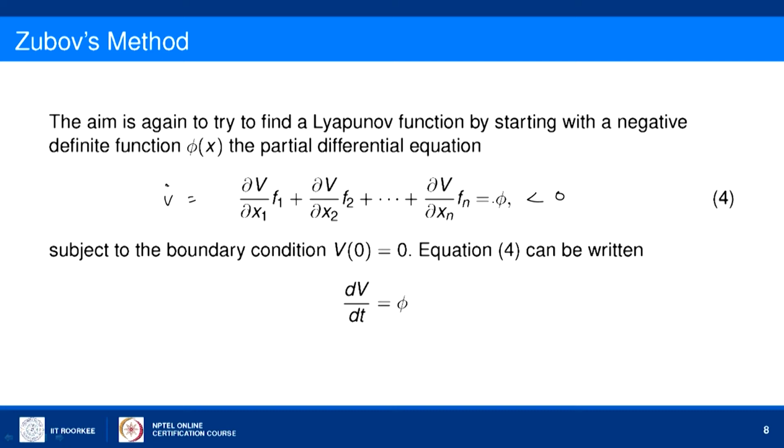And if, after solving this equation, V turns out to be positive definite, then we can immediately conclude that the system is asymptotically stable. So, that is the procedure here.